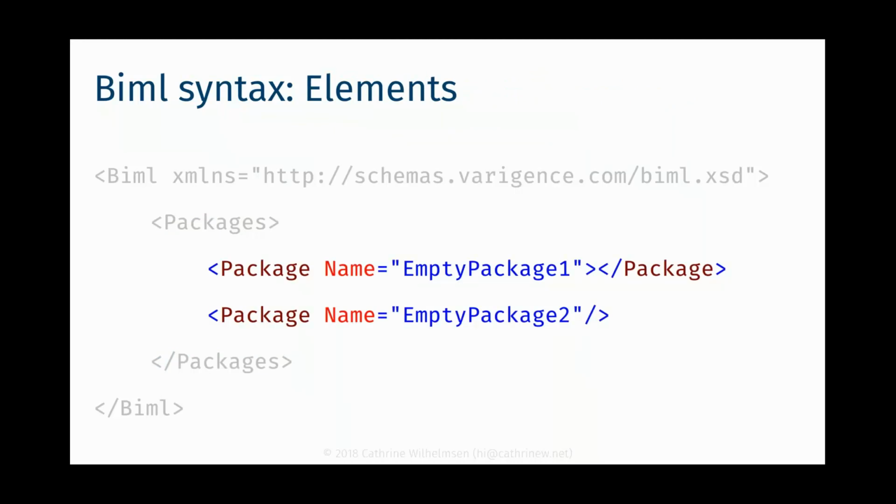Inside your collections, you have the individual elements. In this case, we have 2 separate SSIS packages. Again, this could be tables or schemas, anything that you want to generate through your BimlScript. These elements have some attributes. There are some attributes that are required. Name is one of them.